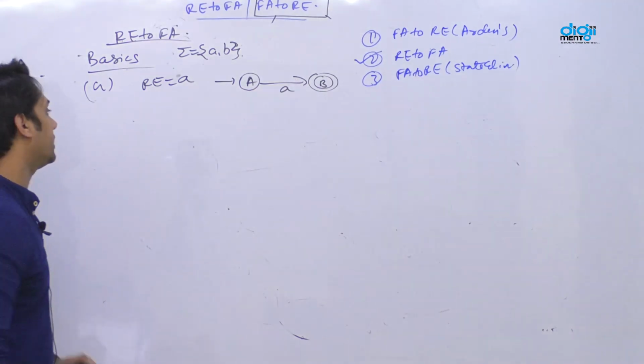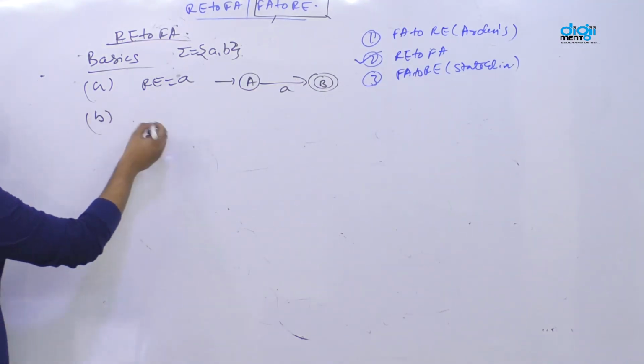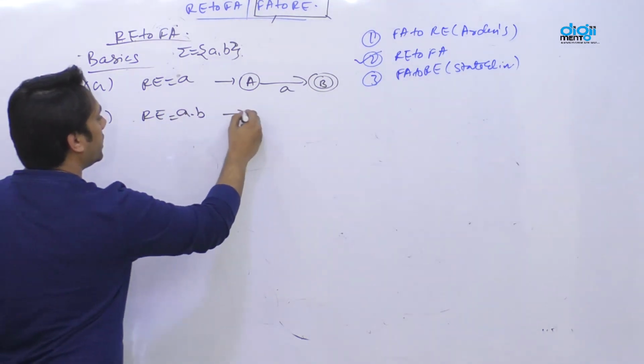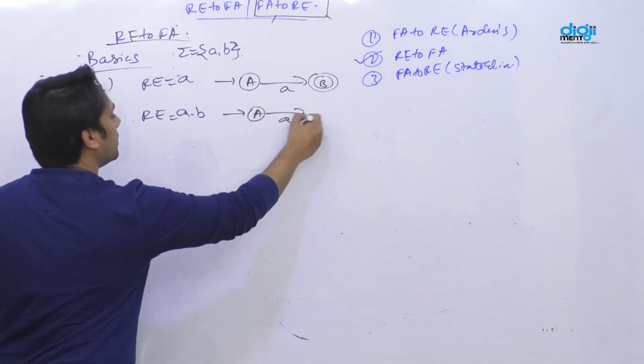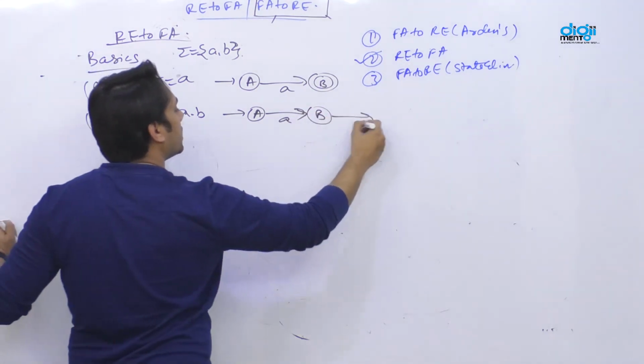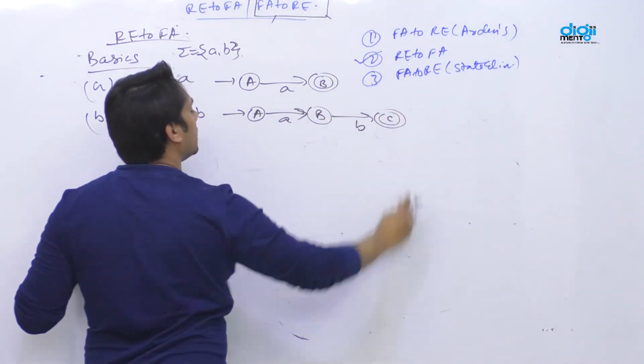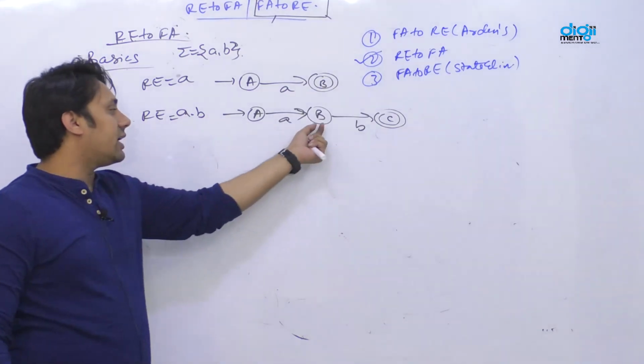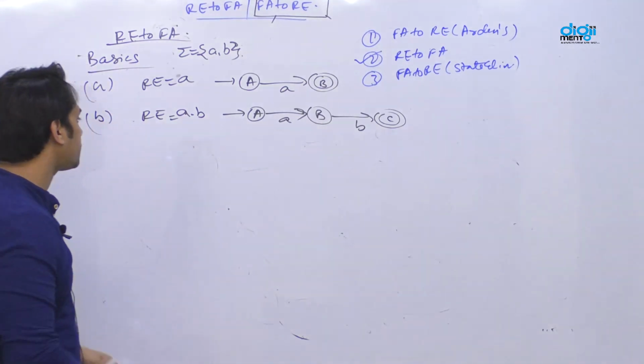Second, if you have a regular expression A dot B, how can you do it? The initial state is A, you get a symbol A, you go to the state B, then you get a symbol B, you go to the state C, which is the final state. So basically when we have concatenation, that means we are adding one more state for this.